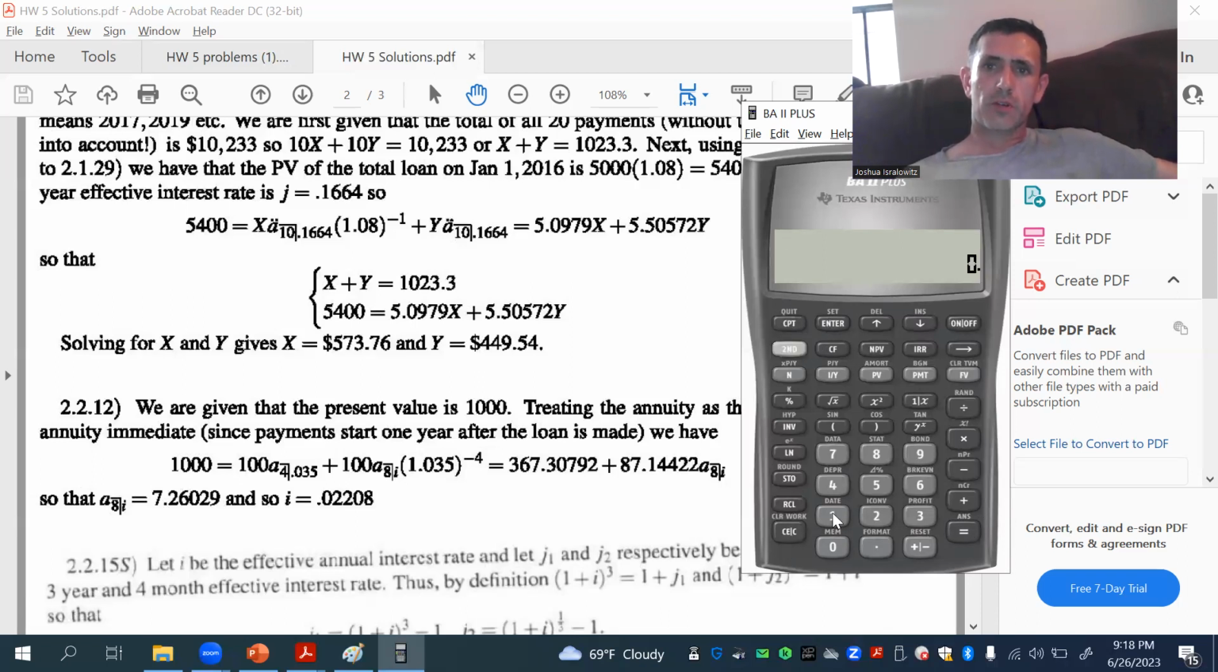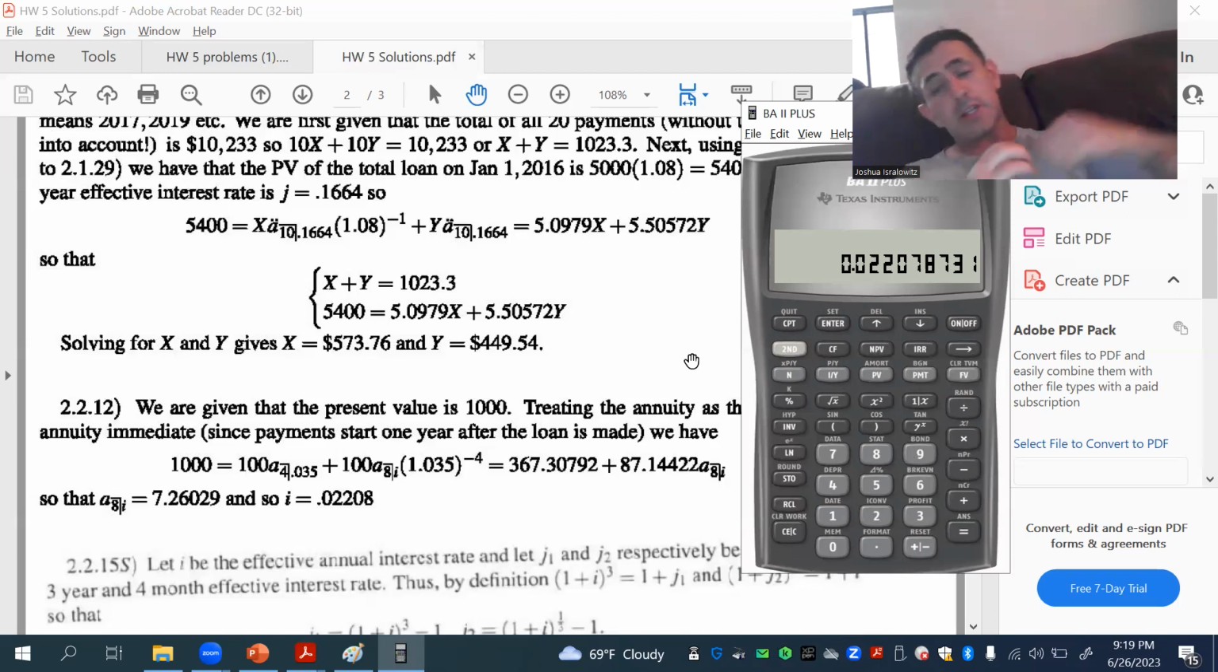Or if you just want to do it with 1 as a payment, let's do that and check that we get the same answer. Payment of 1, present value 7.26029 with N equal to 8. It's slightly off from rounding, but basically the same answer, 0.02208. Like I said, not a hard problem, but hopefully that made sense.